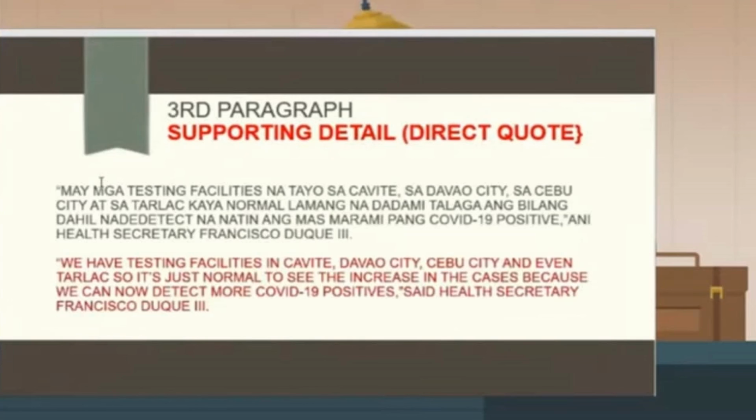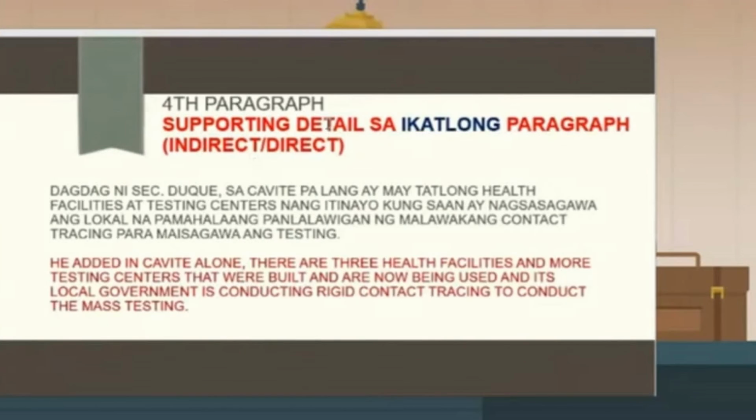In English, we have testing facilities in Cavite, Davao City, Cebu City, and even Tarlac. So it's just normal to see the increase in the cases because we can now detect more COVID-19 positives, said Health Secretary Francisco Duque III. Now, what to write in the fourth paragraph? Supporting detail about your third paragraph. It can be direct or indirect, but again, you have to use them alternately.